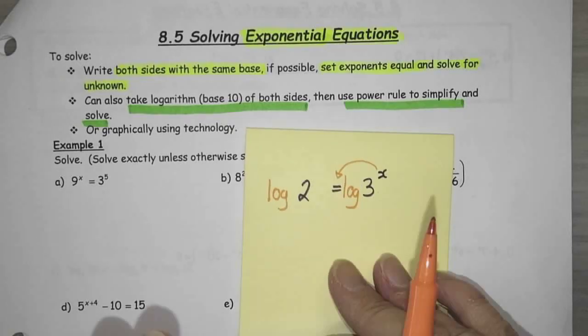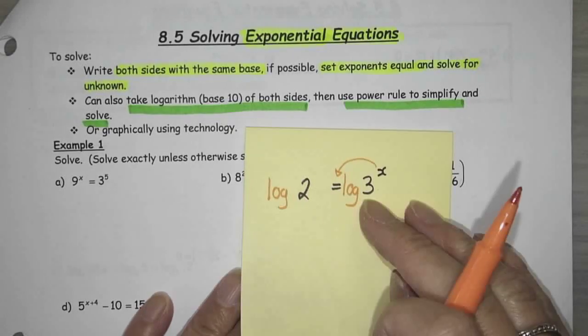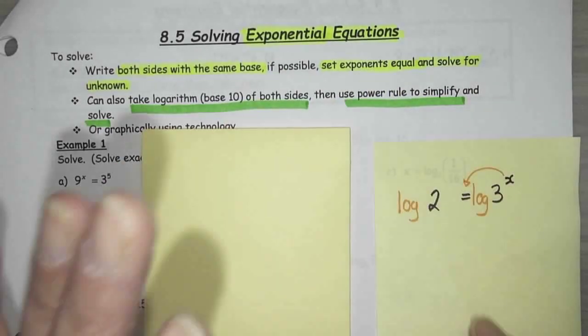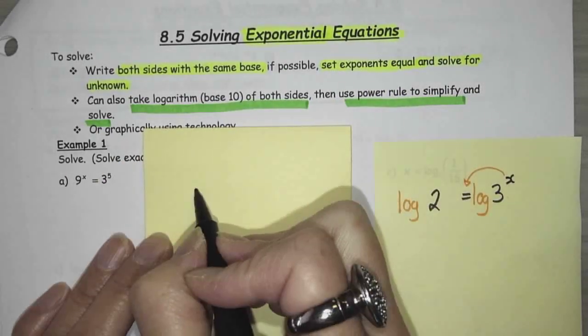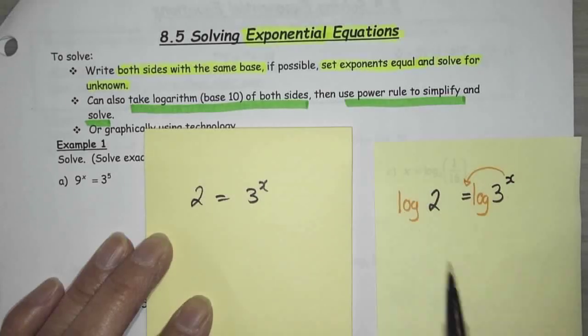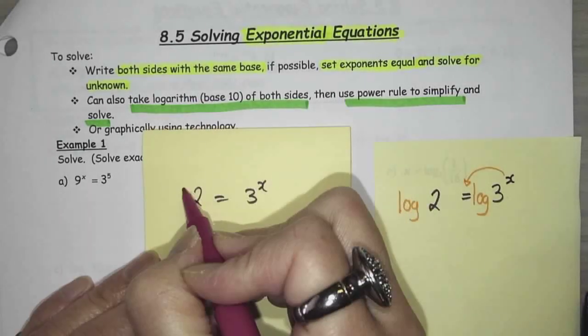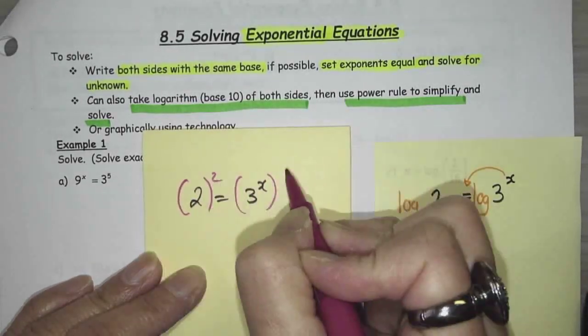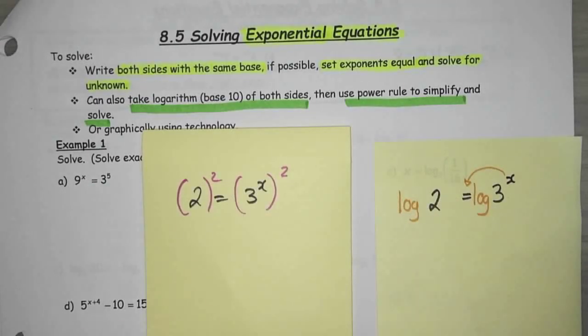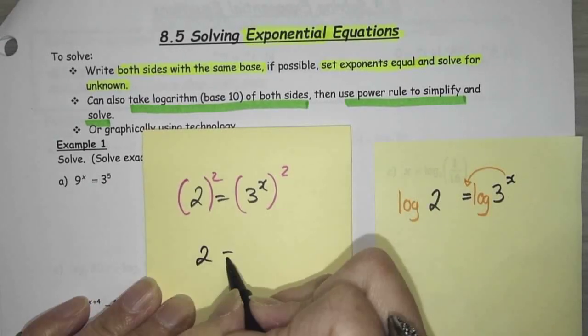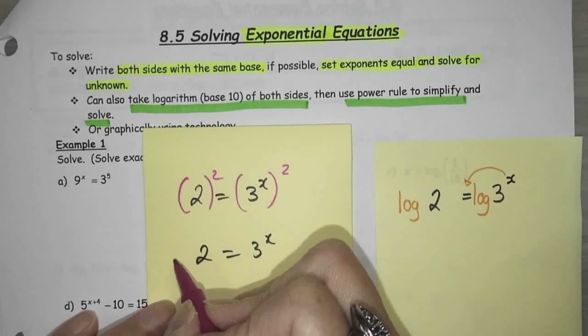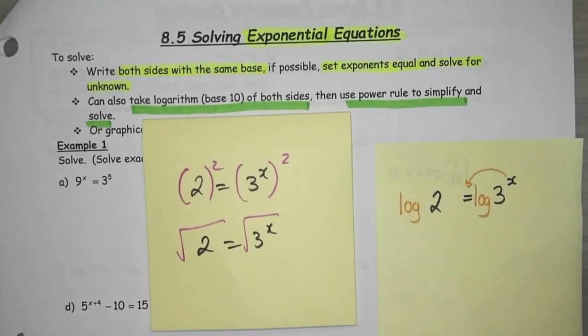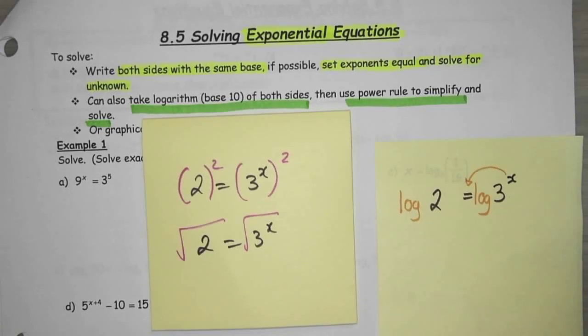Logging of both sides, one thing I wanted to point out is if I log both sides, this is the same thing as me doing something like, I can square both sides, right? I'm allowed to square both sides. Yes? I'm allowed to square root both sides. If I had 2, am I allowed to square root both sides? Yes? Like that.